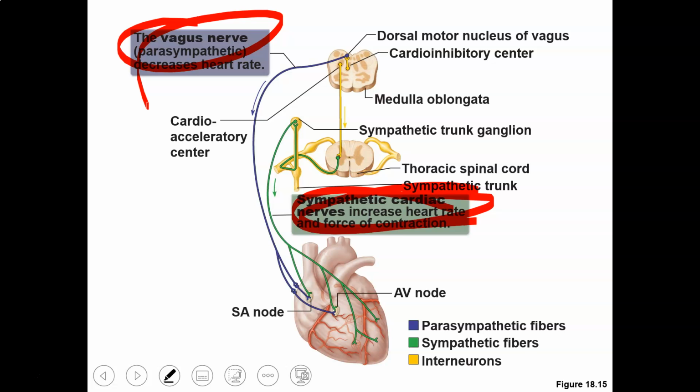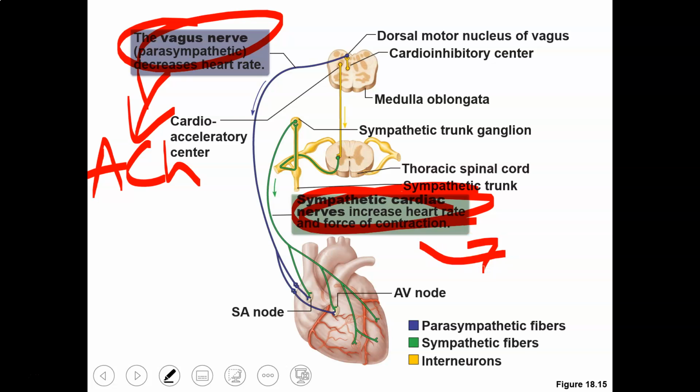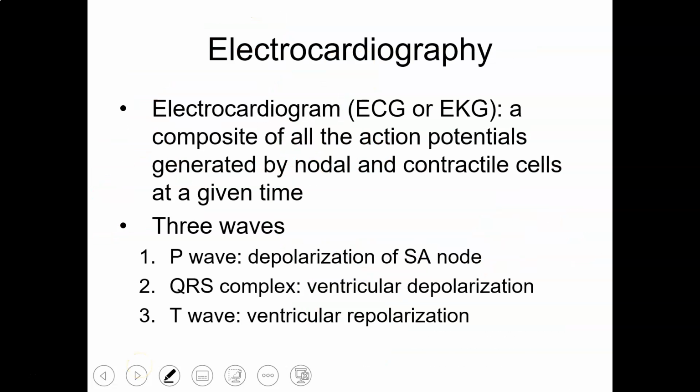Let's break that down a little further. Your neurotransmitter for the parasympathetic branch is acetylcholine. Your neurotransmitter for the sympathetic branch is norepinephrine. Obviously, norepinephrine makes your heart beat faster, but acetylcholine makes your heart beat slower. Hold on to that idea.